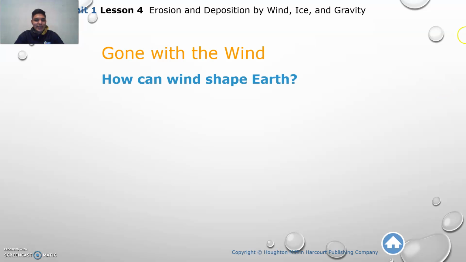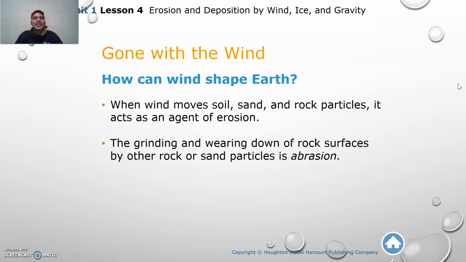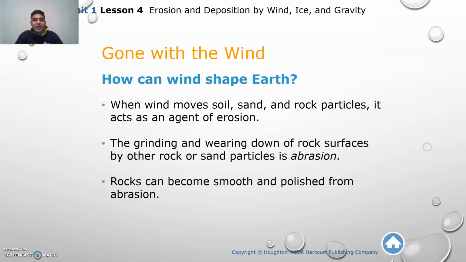So let's start with wind. How does it shape Earth? When wind moves soil, sand, and rock particles, it acts as an agent of erosion. The grinding and wearing down of rock surface by other rock or sand particles is abrasion. Rocks can become smooth and polished from abrasion. So remember when you had your straw last week and you were blowing different sand and particles away. Basically that is what we will observe as erosion and abrasion.